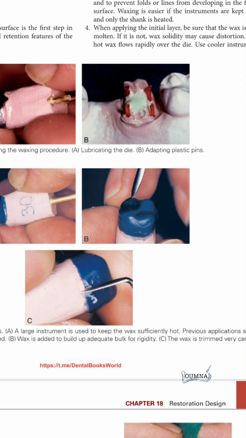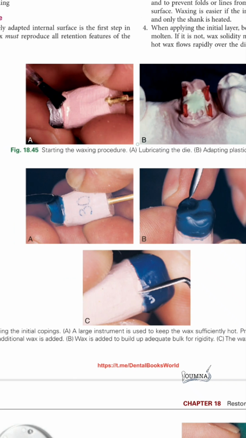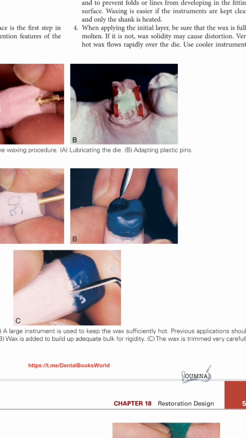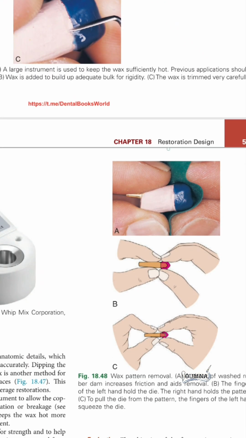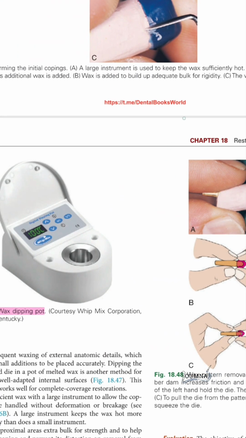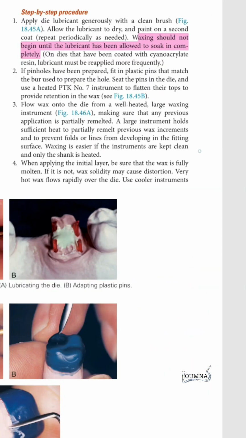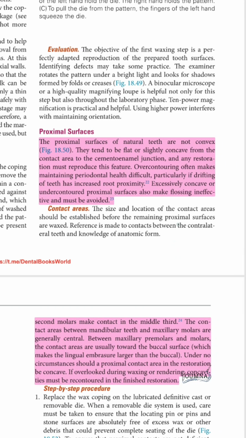First, after applying the lubricant to facilitate the removal of the wax after we finish the waxing, we dip the die inside this wax dipping pot, and we should not begin the dipping until the lubricant has been allowed to soak in completely. Then we start building the proximal surfaces to mimic the natural teeth.